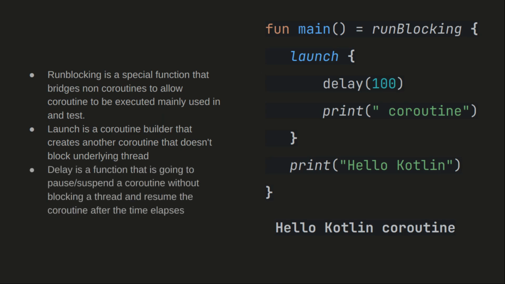The next case, we have the delay function. A delay is a function that is going to pause or suspend a coroutine without blocking a thread and resume the coroutine after the time elapses. So basically we say, hey, you can use here 100 milliseconds and wait for the coroutine to actually finish, then you can print coroutine. So this is basically the function. We are going to explain this in more detail in future videos.